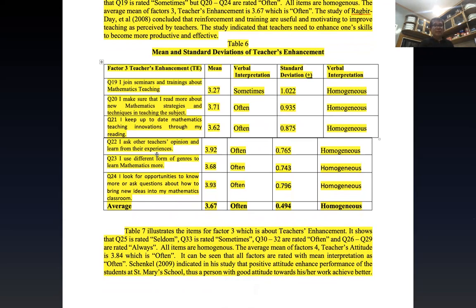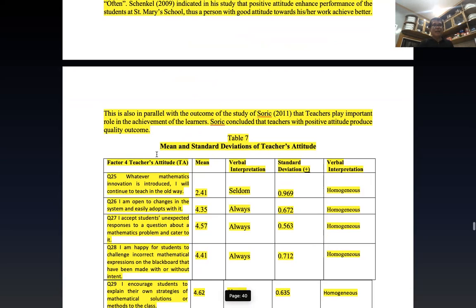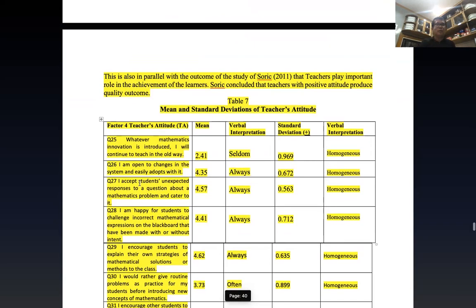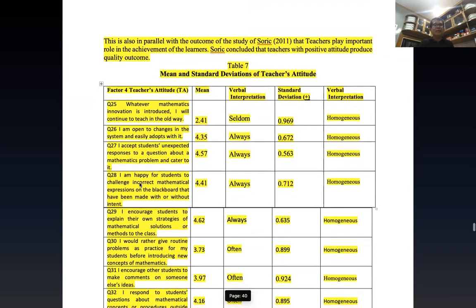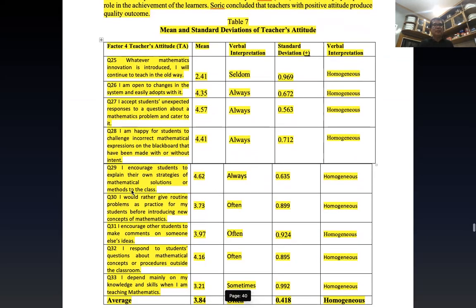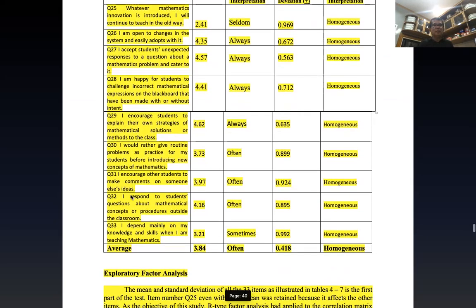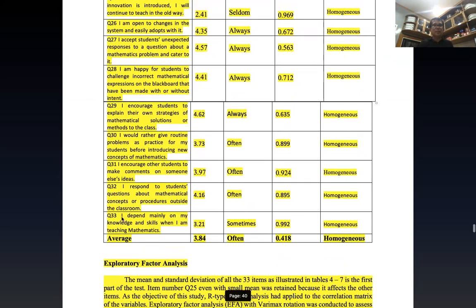So Q19 up to Q24 belong to factor 3, which is being labeled as teacher's enhancement. And still, you have to remember that factor 3 is being predetermined by the researcher himself. Next is factor 4, teacher's attitude, as presented in table 7. So Q25, Q26, Q27, Q28, Q29, Q30, Q31, Q32, Q33.